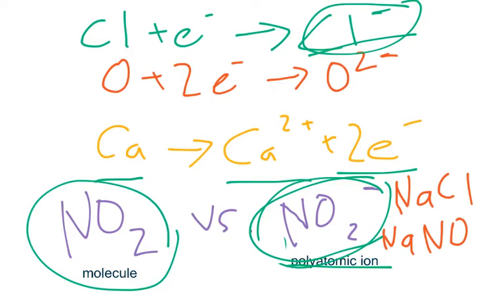So for example, we have the salt NaCl. We can also have the salt NaNO2. I don't know why I didn't put the 2 there. I might have erased it. So yeah, we'll talk about naming ions and molecular compounds in the next few videos.